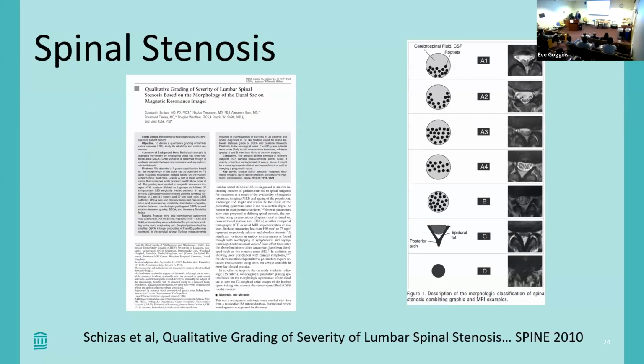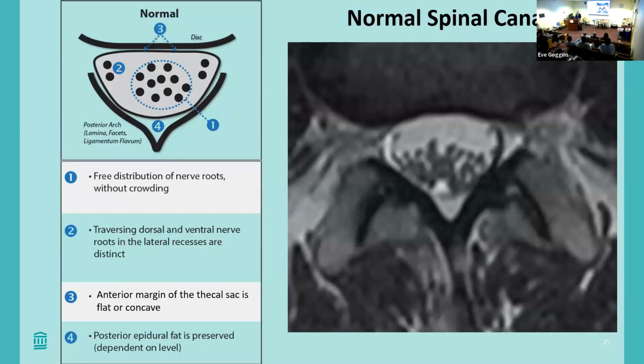Okay, so now I mentioned before that people should have a vague sense of what classification systems are out there. So when you're reading with your attending and you say, this is mild, and your attending says it's moderate, you could say, well, according to Schizas in 2010, this is classified before. You don't have to get that detailed, but let's simplify this classification because I think it's a pretty good one. So first, we'll talk about a normal spinal canal.